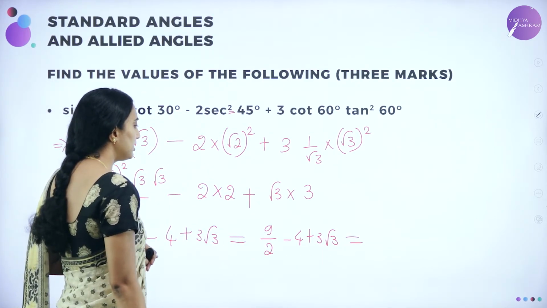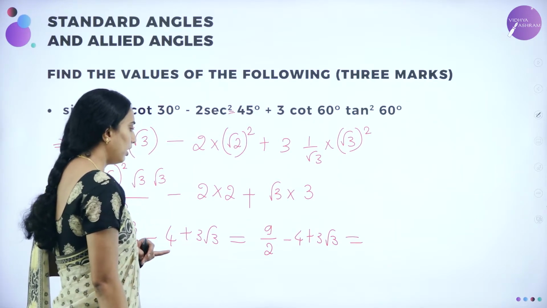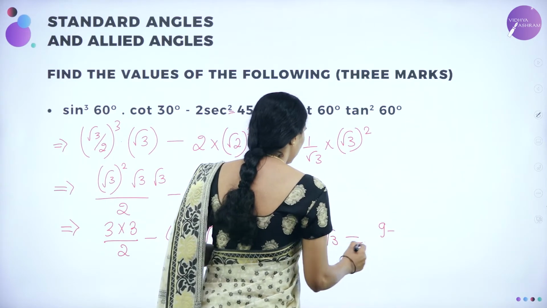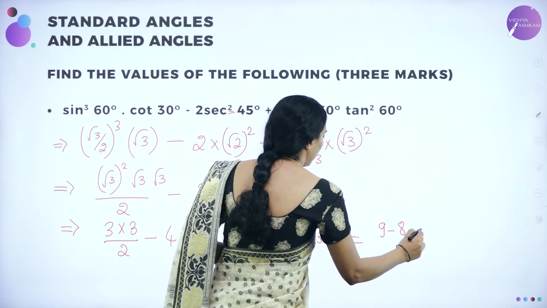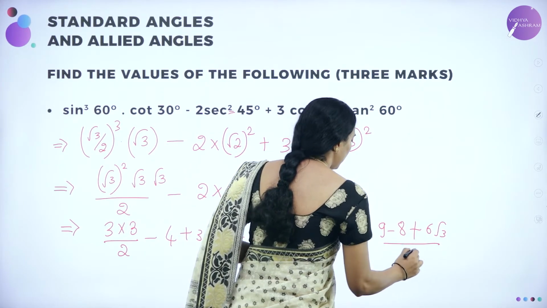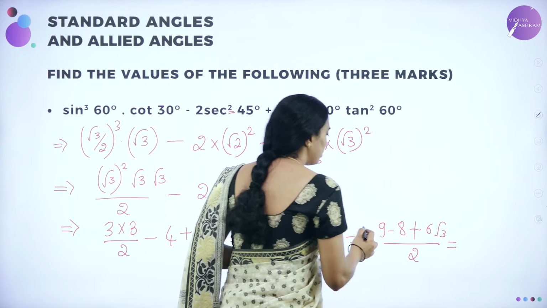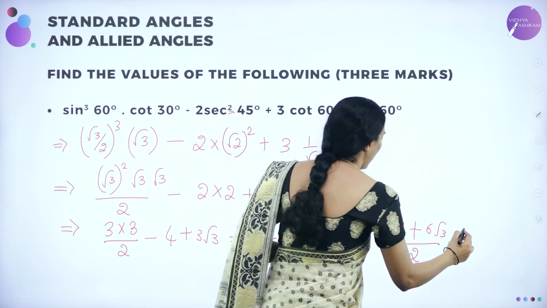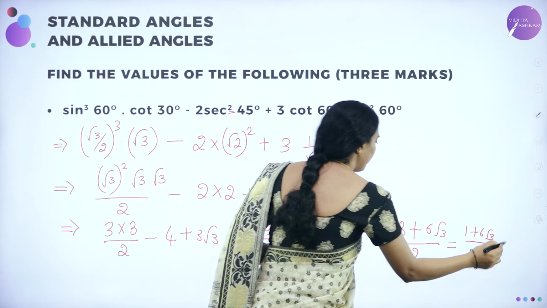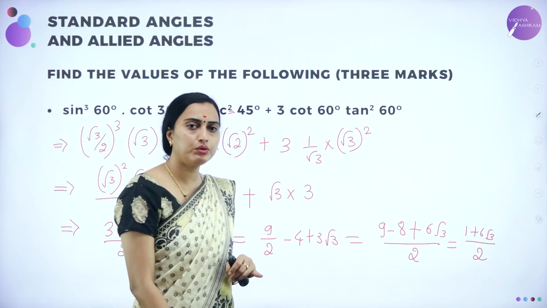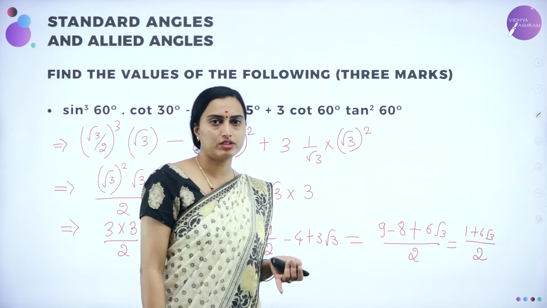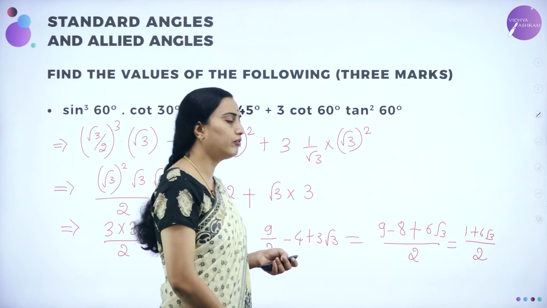You can take the LCM, which is nothing but 2. So therefore you are having 9 minus 2 4s are 8 plus 2 3s are 6 root 3 divided by 2, which is equal to 9 minus 8 is nothing but 1 plus 6 root 3 divided by 2. Otherwise 1 by 2 into 2 3s are 6, 3 root 3 you are going to have it as. Okay, that is the answer for this question.